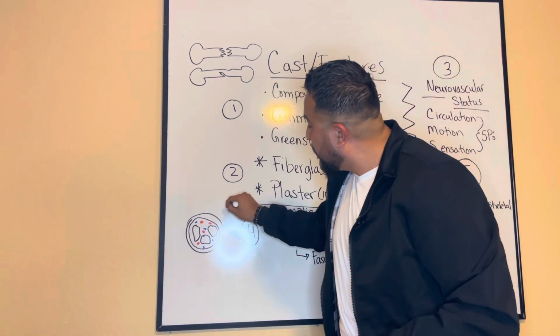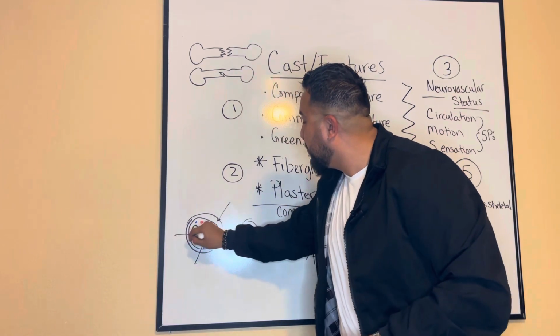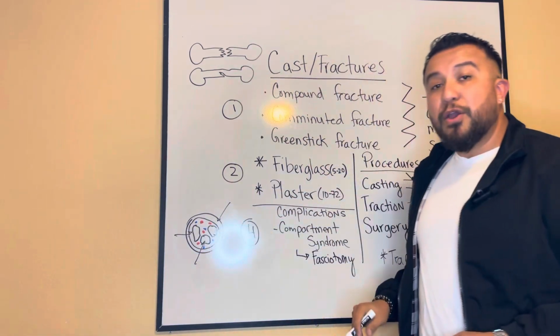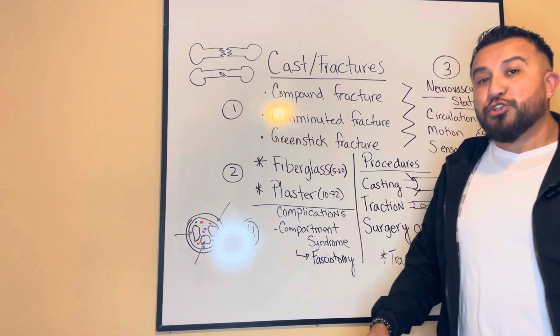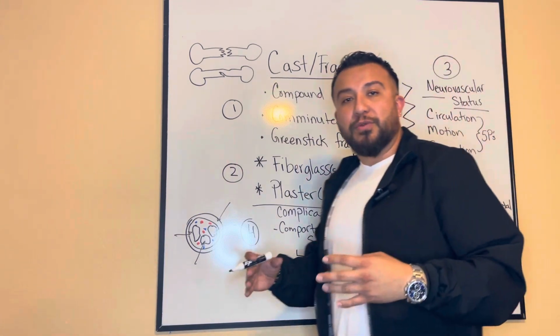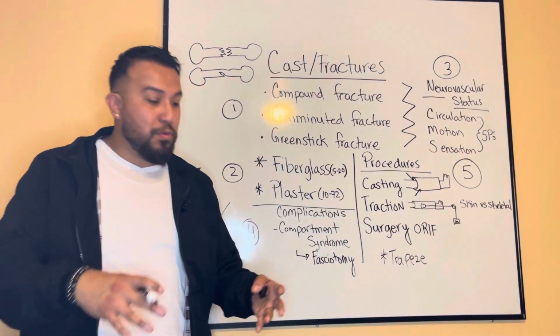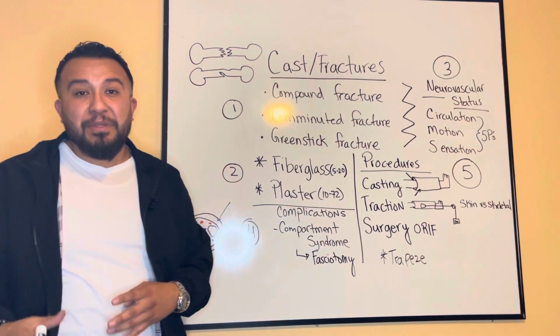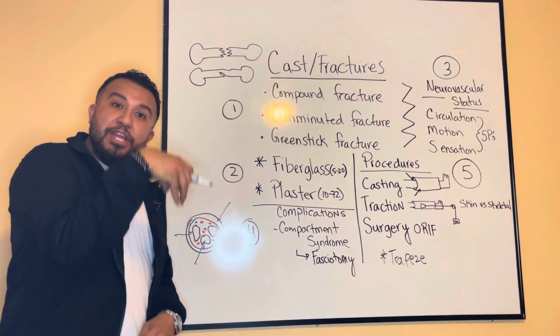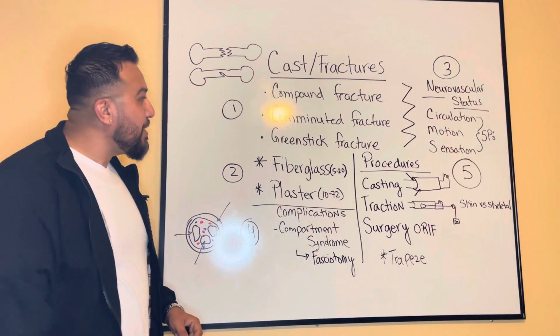Too much of that swelling puts more pressure on the tissues and those blood vessels, and now you may develop something called a Volkmann's contracture. A Volkmann's contracture is a type of contracture that develops when the muscles develop ischemia because of the lack of perfusion, and now you have a permanent contracture.